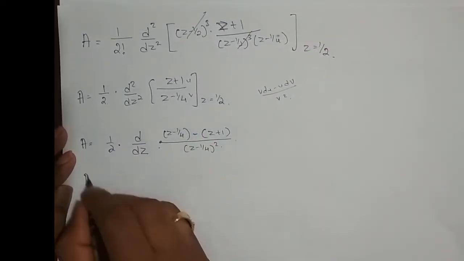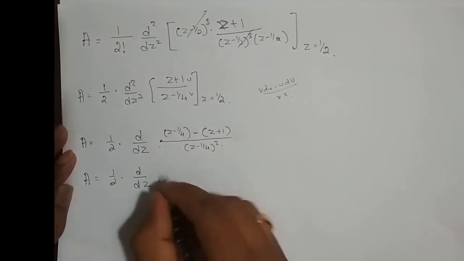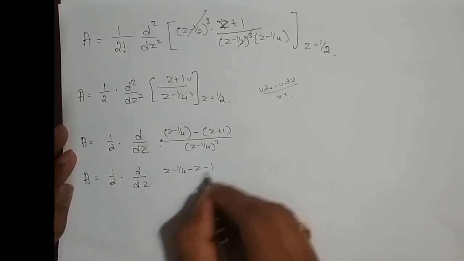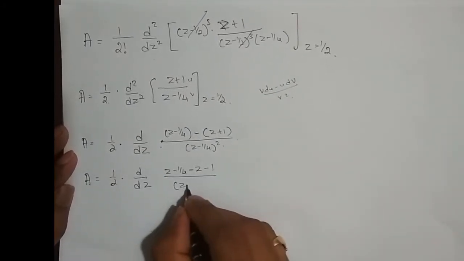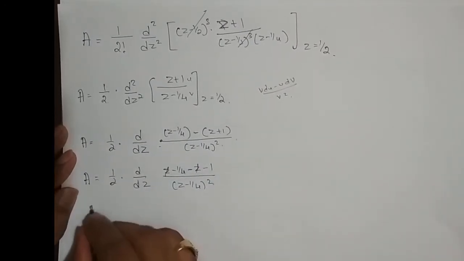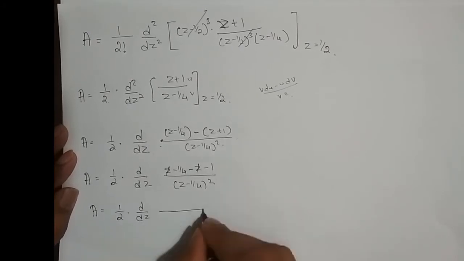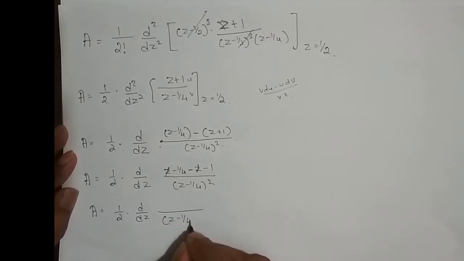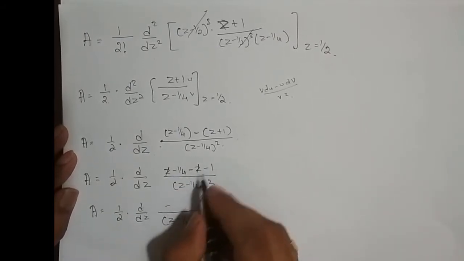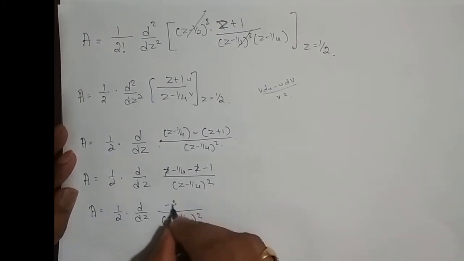Okay, I'll just write it here. 1 by 2 times d by dz of, this is z minus 1 by 4 minus z minus 1, divided by (z minus 1 by 4) whole square. So plus z minus z cancels out. So a is equal to what? 1 by 2 times d by dz of, denominator is (z minus 1 by 4) whole square, and numerator is minus 1 by 4 minus 1, which is minus 5 by 4.